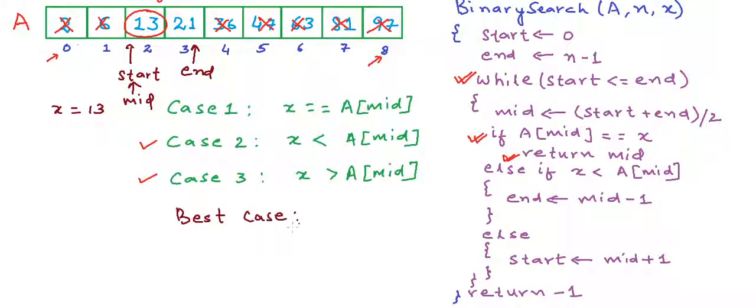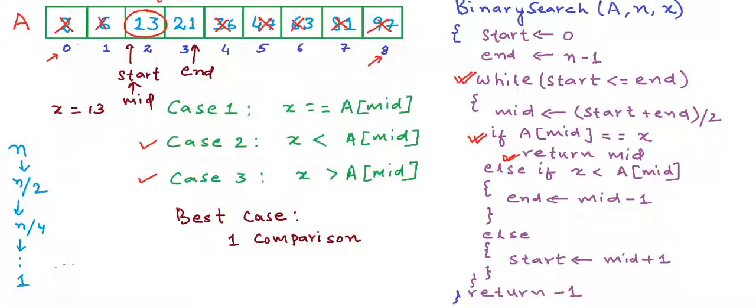Now once again, in the best case, we can find the element x in just one comparison when the first middle element itself is the element x. In the worst case, we will keep reducing the search space till the search space becomes one element. So from n we reduce to n by 2, and from n by 2 we reduce to n by 4, and we go on till our search space becomes 1.